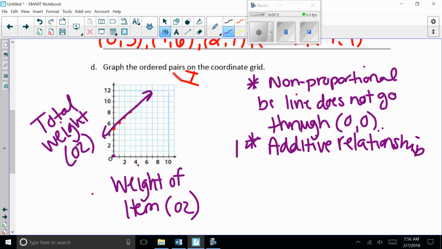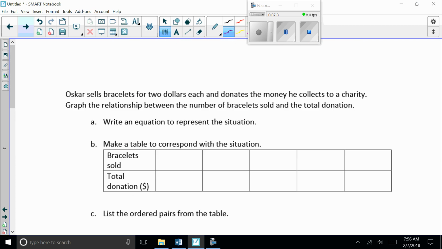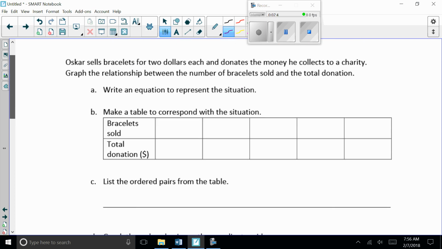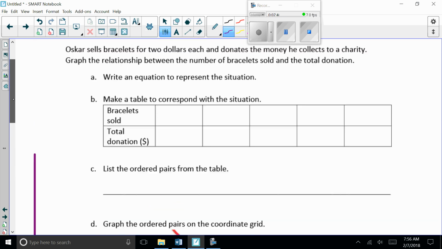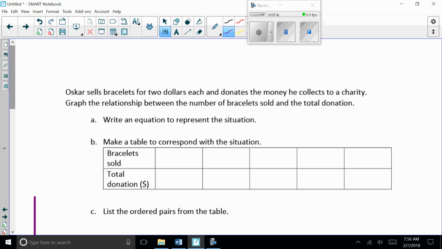We're going to do the same thing. It says, Oscar sells bracelets for $2 each and donates the money that he collects to a charity. So $2 each, that's important. Graph the relationship. If each bracelet is $2 each, then my equation would be y equals 2x.